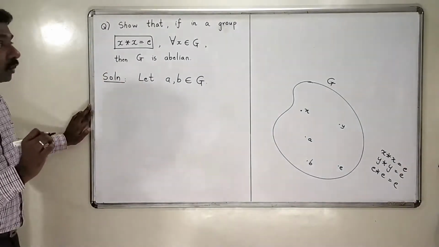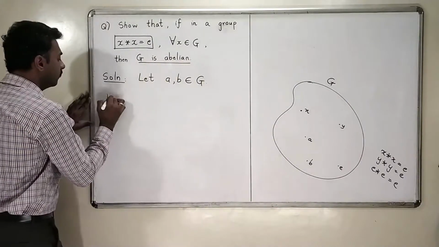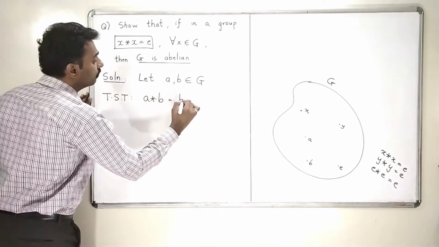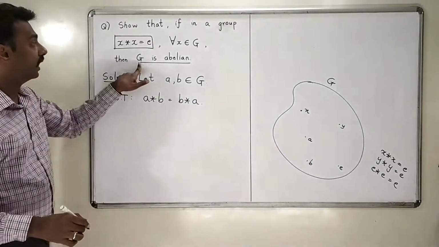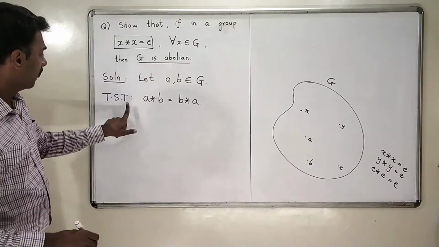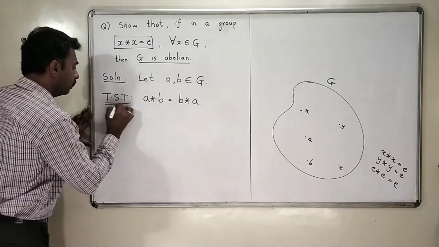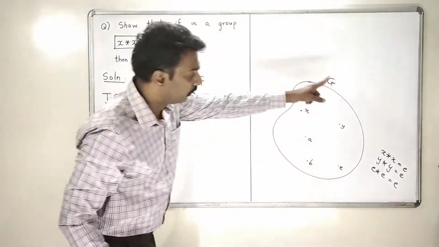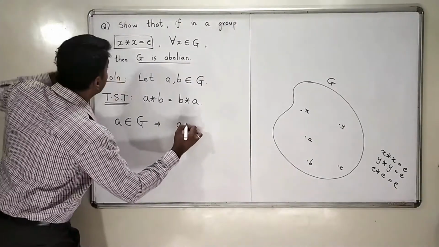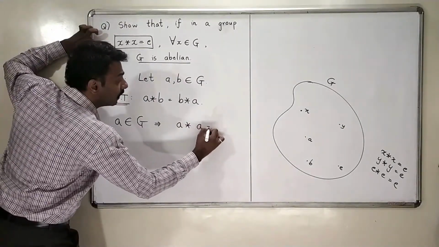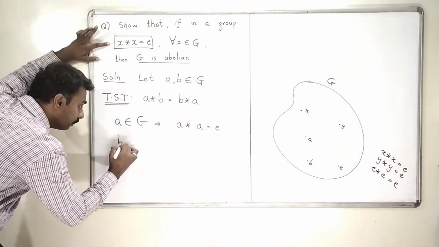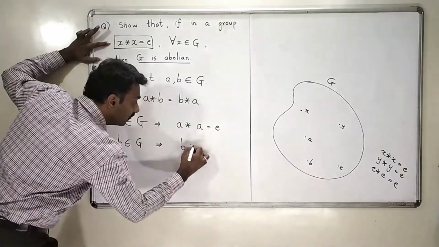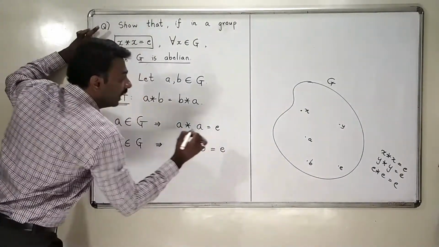Right? What am I supposed to prove? I am supposed to show that A star B is equal to B star A, because we want to show that G is an abelian group. I want to show that A star B is equal to B star A. So A belongs to G. Therefore, by this particular property, A star A will be equal to identity. Similarly, B also belongs to G. Therefore, by the same property that my group has, B star B will also be equal to identity.